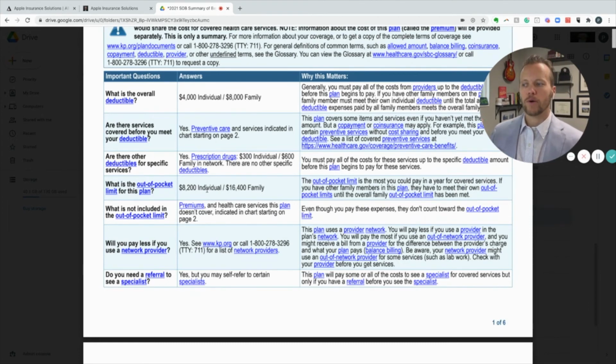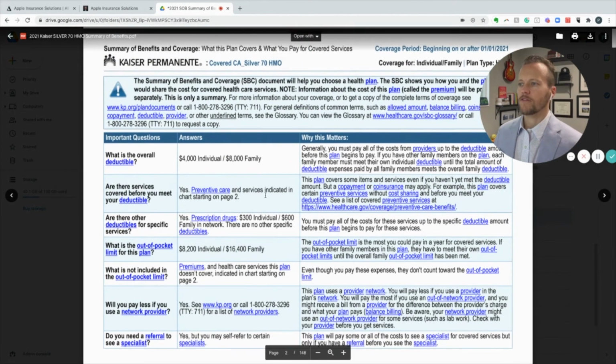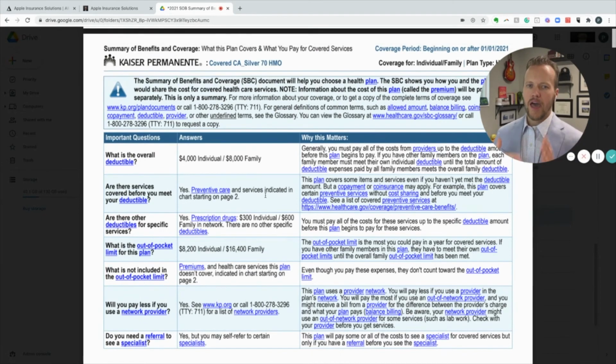Now, remember though, this is on top of your monthly premiums. Your premium is not on the summary of benefits because it's different for everyone, but a premium is something you pay every month, and you have to keep paying that. If you stop paying that, you lose your health insurance. So keep paying the premium.